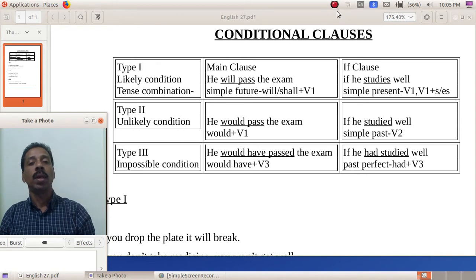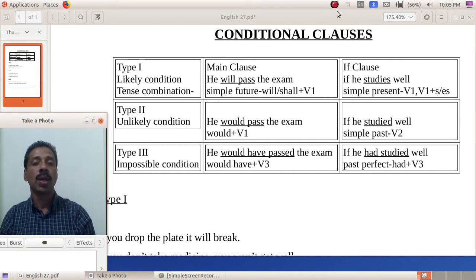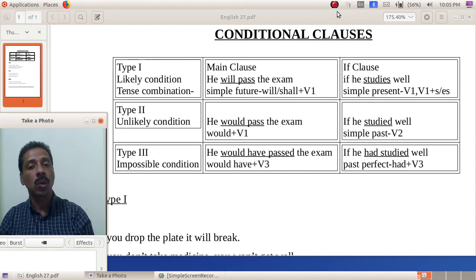Today we will discuss the topic conditional clauses. I think it's a familiar topic for you, but we will discuss this topic and we will clarify our doubts regarding conditional clauses. Okay, so we know that in certain sentences we use conditional clauses. And why do we use conditional clauses in sentences?